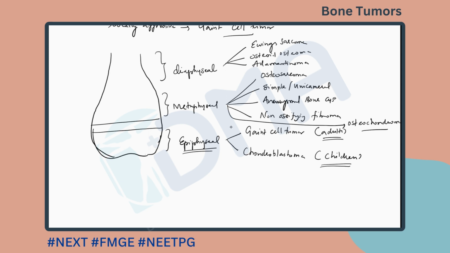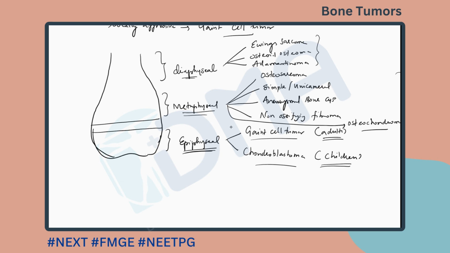Clear? So based on the location of the tumor in the bone, we can identify the tumor easily. If a tumor occurs in the epiphyseal region, it will be mostly giant cell tumor or chondroblastoma. If a tumor occurs in the metaphyseal region, it will be one of these. If a tumor is seen in the diaphyseal region, it will be one of these tumors. So the location of the tumor is very, very important. Again, MCQs are asked based on this also.